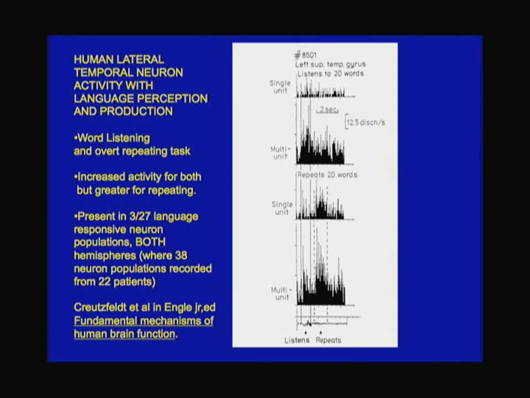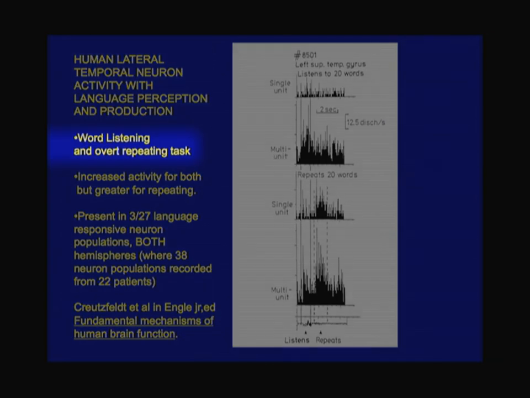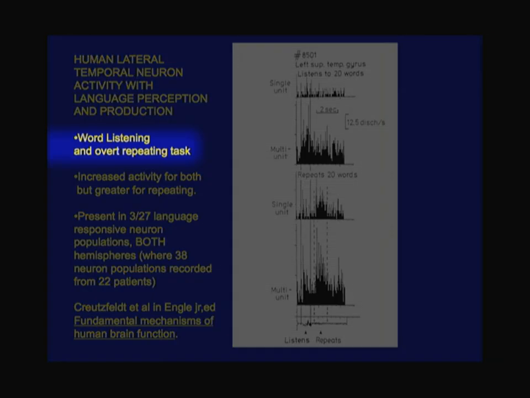And so we looked at the patterns of activity. This is on a simple task of auditory word listening and then overtly repeating the item that was presented. So a series of words are presented, and then we present the same words again with the instruction to repeat them. So we have a measure during both perception and during expression.